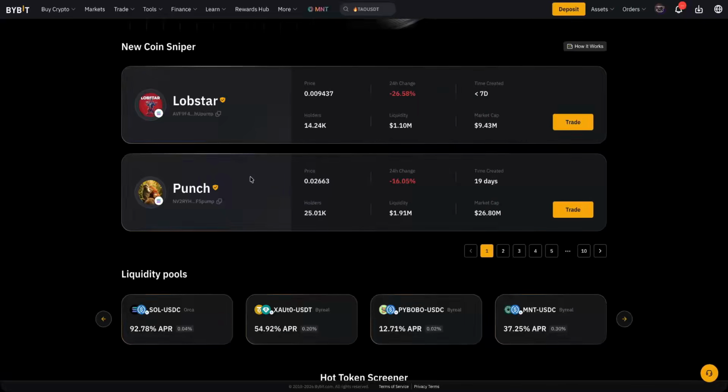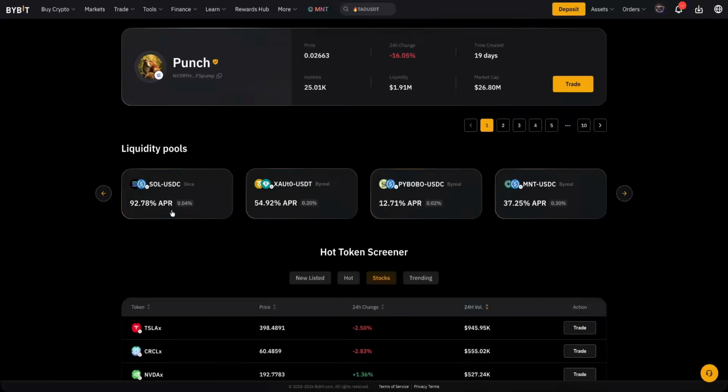So any of these you want to trade, whenever you come to Bybit Alpha, you will always be seeing newly listed tokens that have not been listed on any exchange in the new coin sniper option. And then the next one you see here is the liquidity pool option.